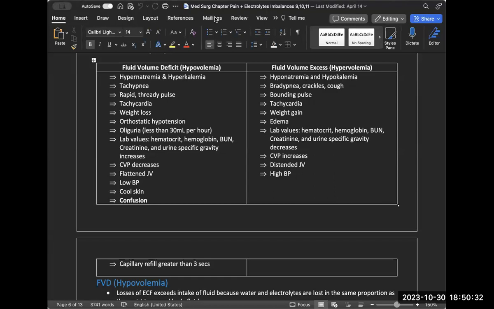You'll see the bed of your nail turn white and it'll go right back to pink. It should do that in less than 3 seconds. That means we have good perfusion. But in someone who's dehydrated, we don't have good perfusion, right?